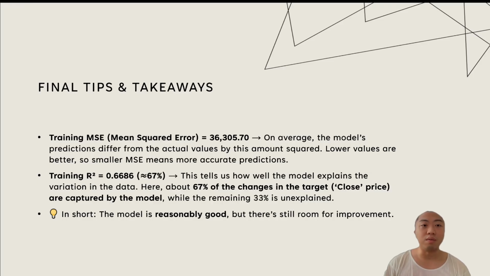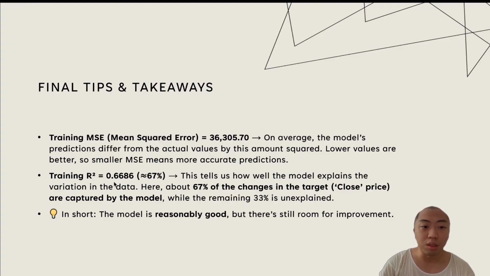So for the final tips and takeaways, I got an MSE, mean squared error, of 36,305.7 on average. The model's predictions differ from actual values by that squared amount. Lower values are better, so a smaller MSE makes more accurate predictions.